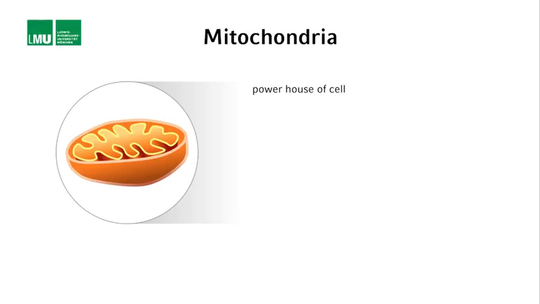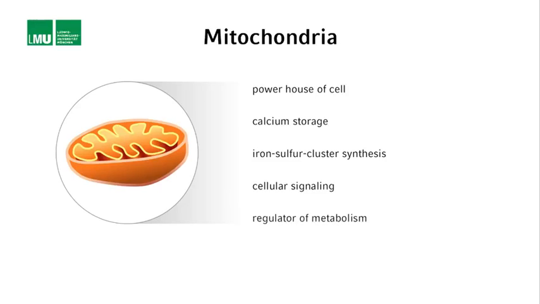For example, mitochondria are important storage organelles for calcium ions, and they are important for the synthesis of iron-sulfur clusters, which are critical for the function of a number of proteins. They also appear to be a hub for cellular signaling pathways, and they are important regulators of various aspects of metabolism.